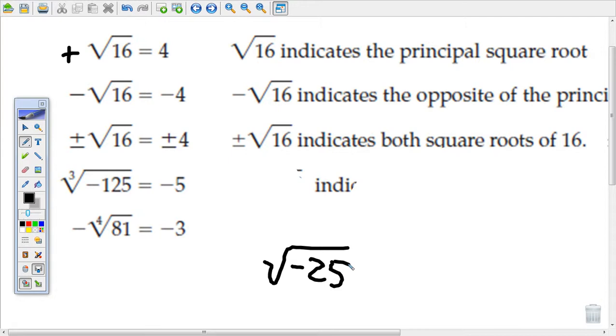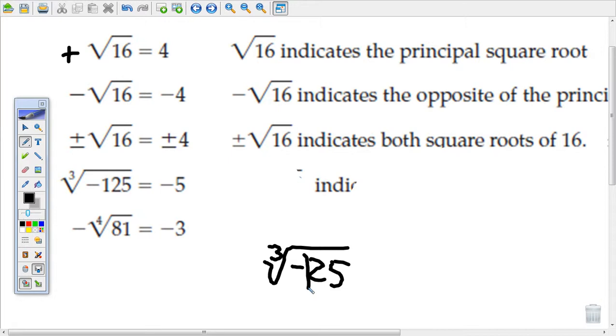5 times 5 is positive 25. Negative 5 times negative 5 is positive 25. I can't come up with a number so that when I multiply it times itself, I get a negative 25. So right now that doesn't work. But if I put a cube root in there, the index just changed to a 3. Now I do have an answer that works. Mine doesn't happen to be a whole number, unless I did this, negative 125, in which case it would be negative 5. That would be an answer. Like this one. So when the index is odd, you can have a negative number inside the radicand.